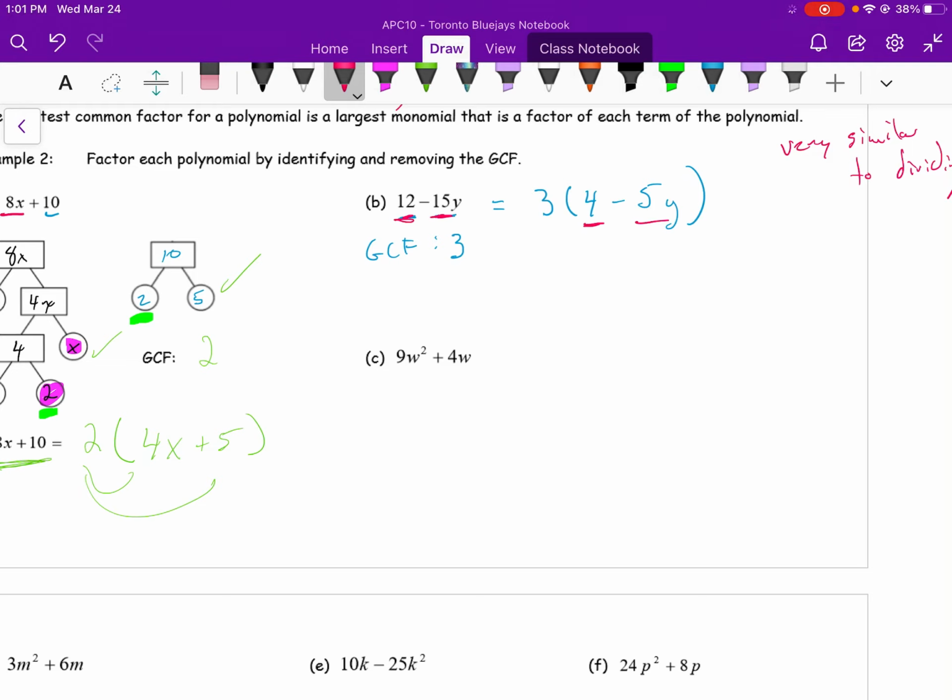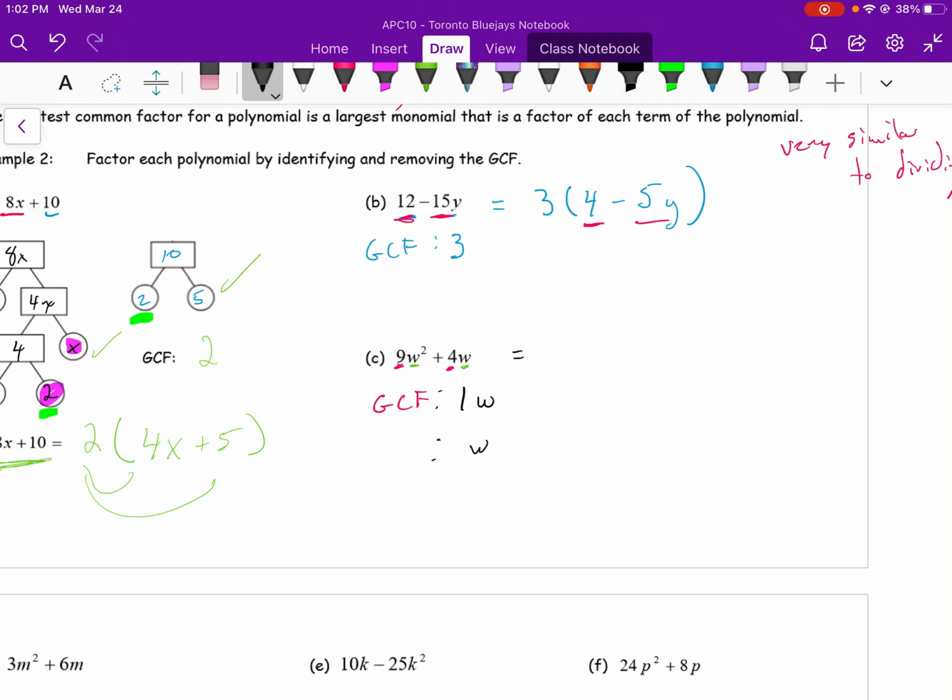All right, let's go on to C. And for C, we are going to be looking for the GCF. So I'm going to look at it, and my brain has been trained by algebra many years, right? So I can look at the constants separately from the variables. What is the greatest common factor amongst the constants, 9 and 4? Well, the greatest common factor is actually 1. They share no common factors other than 1. What is the common factor between w squared and w? W. So the greatest common factor is really w.